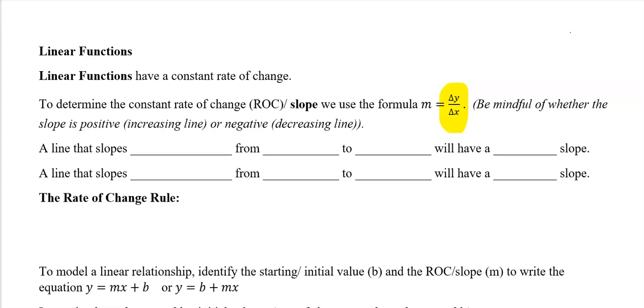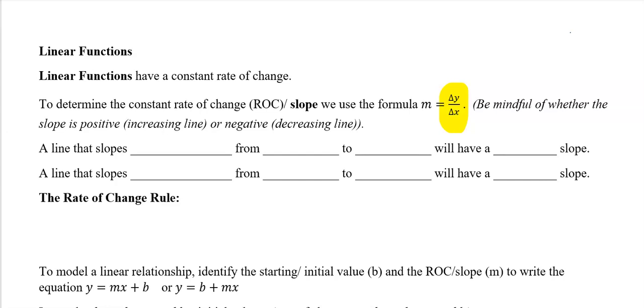So change in y over change in x, that little triangle symbol that you see here, delta y over delta x, that means change in. The triangle means change in. We want to be mindful of whether our slope is positive when I have an increasing line or a line that's going uphill, or negative when I have a decreasing line or a line that's going downhill.